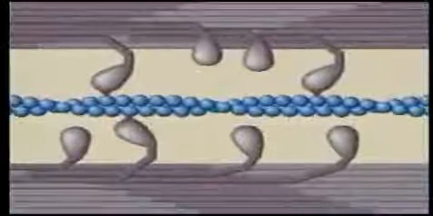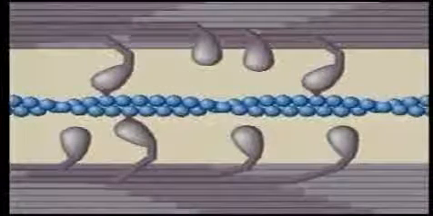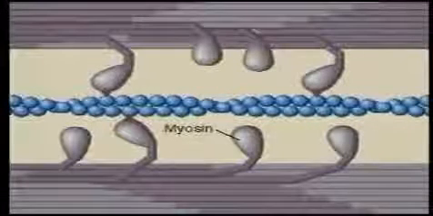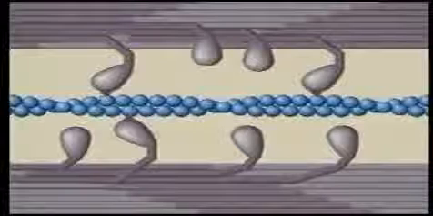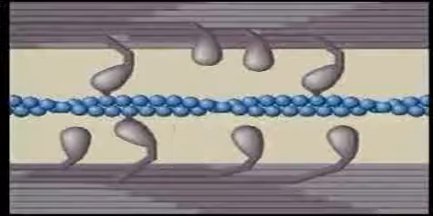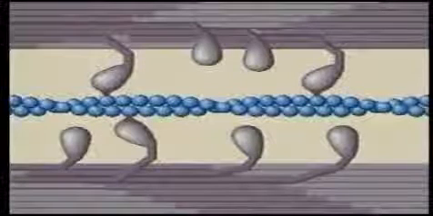The thin filaments are constructed of a protein called actin. The thick filaments are bundles of protein molecules called myosin. Each myosin molecule has a tail and a head region. The tails of the myosin molecules clump together, while the heads protrude outward.